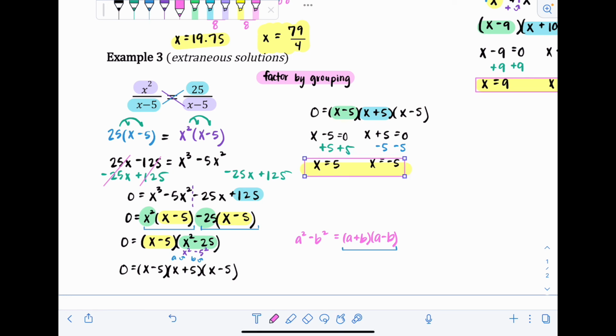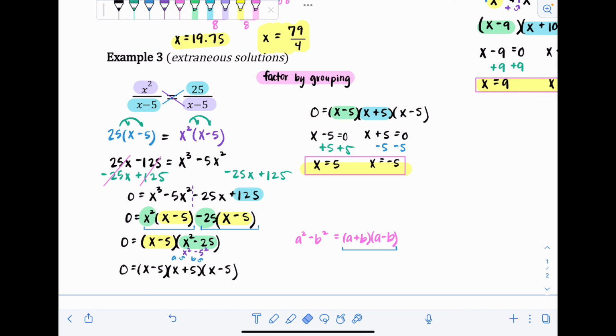So extraneous means something that doesn't really work for this problem. With rational equations, and this is true of all of the problems that we've solved so far, but we just haven't come across this case yet, there's a lot of opportunities for extraneous solutions because of the fractions. With a fraction, say if I had 7 over 0, you can't have a 0 in the denominator. That's a big no-no. It makes the fraction undefined.